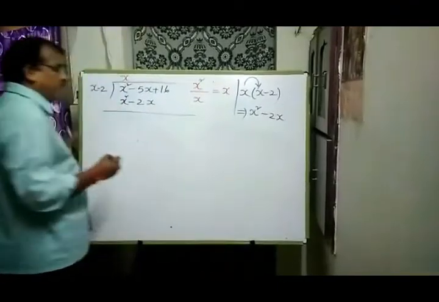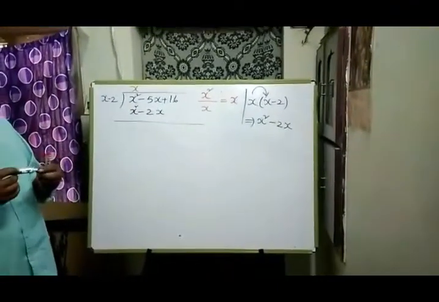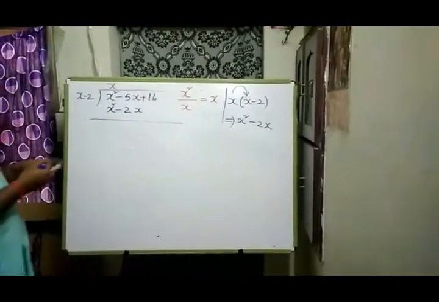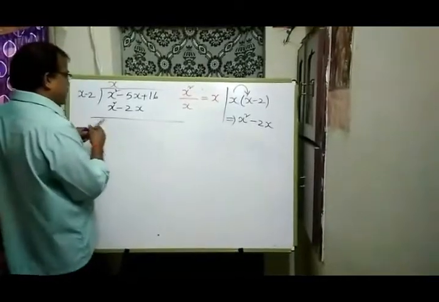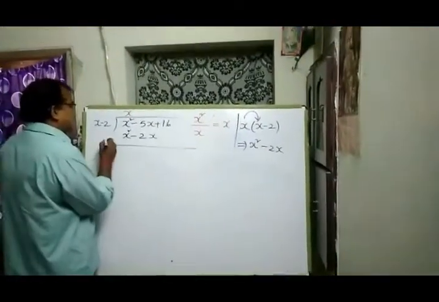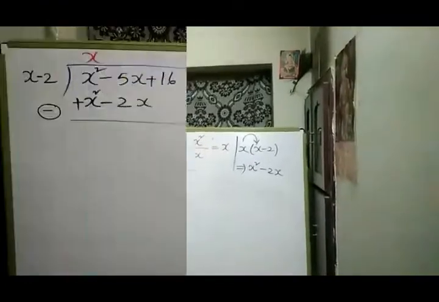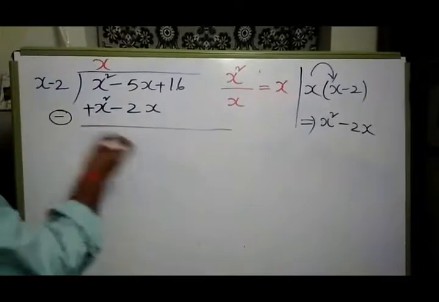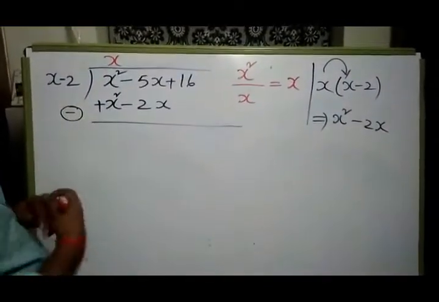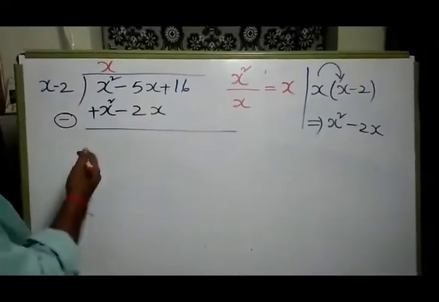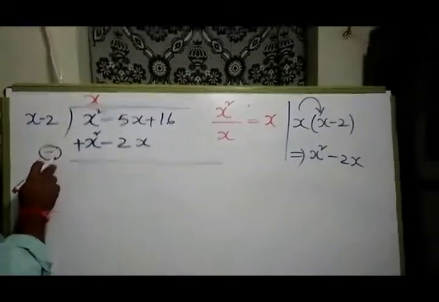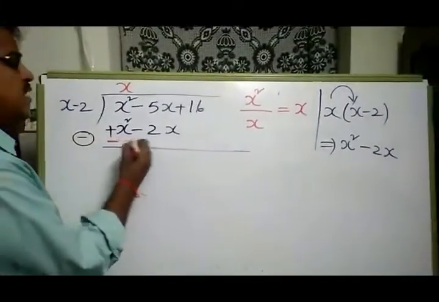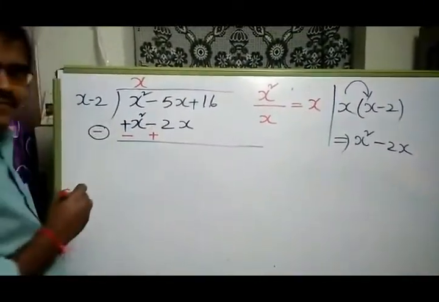Now perform subtraction. Like normal division, we are doing subtraction only. If it is subtraction, the symbol is minus. I subtract like normal subtraction in the long division method. Because of this minus sign, this plus will be minus, or this minus will be plus.